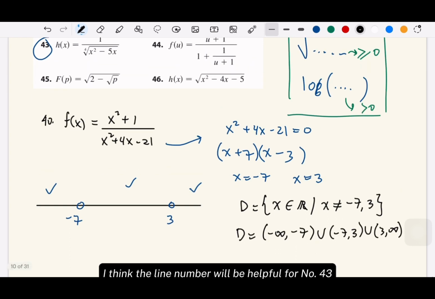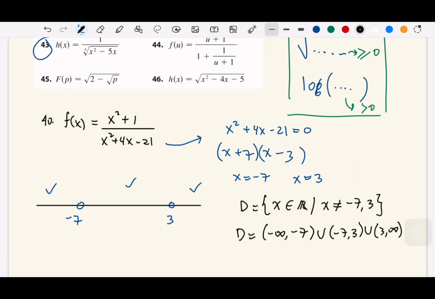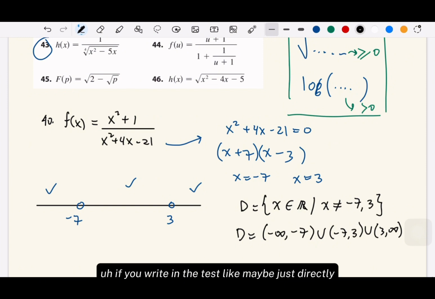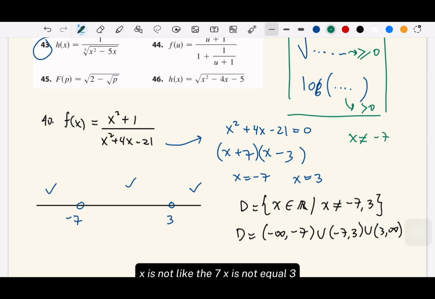I think the number line will be helpful for number 43. If you write in the test, maybe just directly x is not negative 7, x is not equal to 3, it's also still okay. I will still correct it. So don't worry about the writing. But if you want to write completely, you can write like this or as an interval. Okay, try number 43.